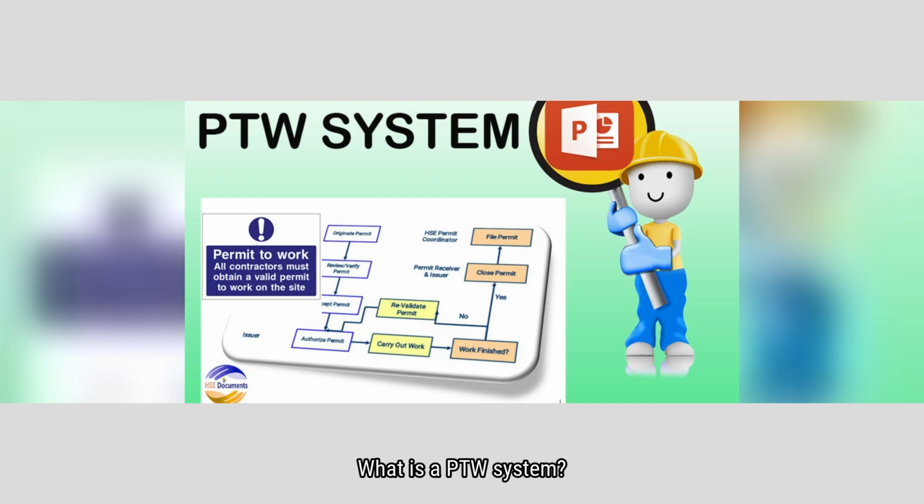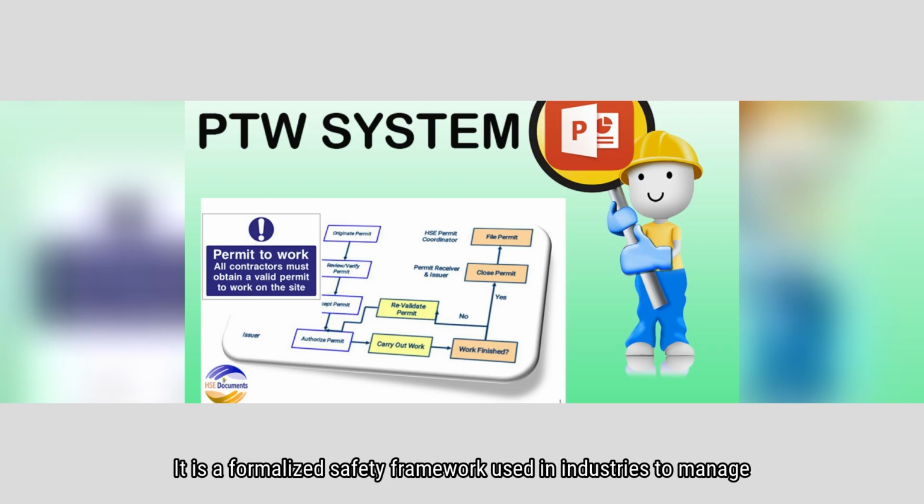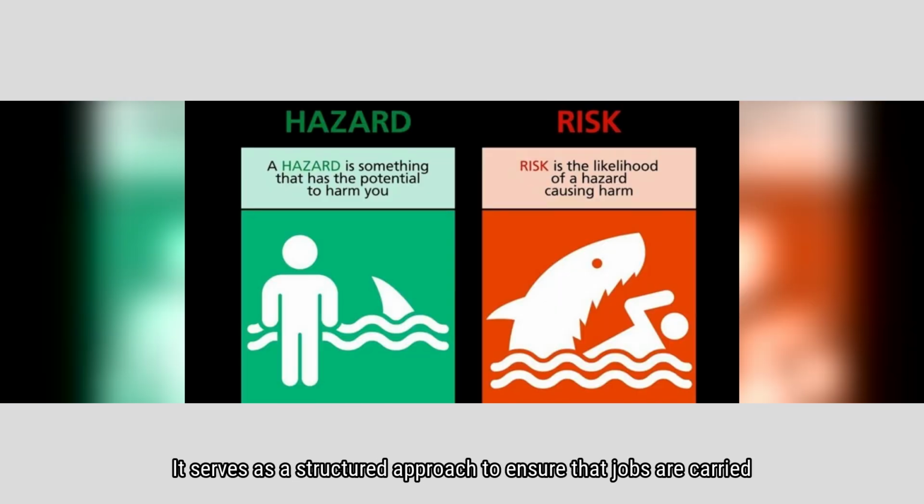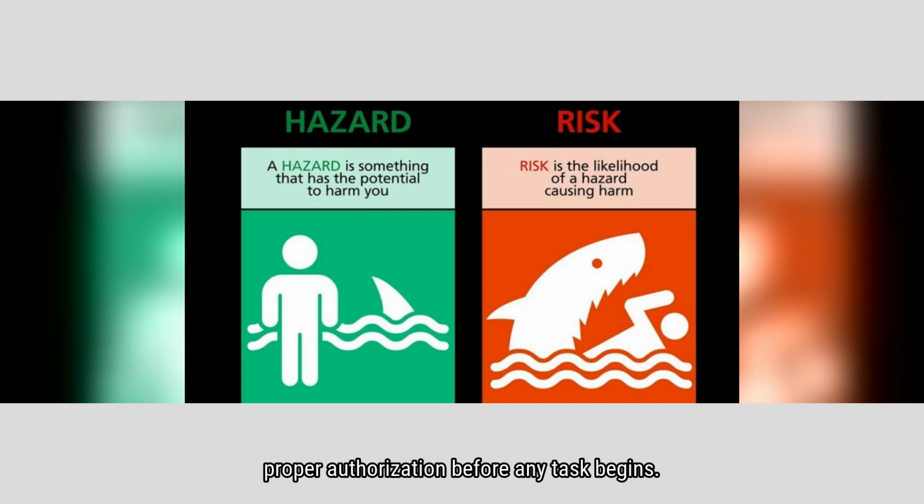What is a PTW system? A permit to work (PTW) system is a formalized safety framework used in industries to manage potentially hazardous work activities. It serves as a structured approach to ensure that jobs are carried out safely by identifying risks, controlling hazards, and ensuring proper authorization before any task begins.